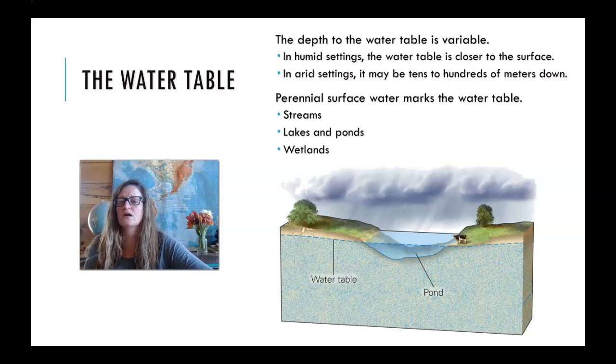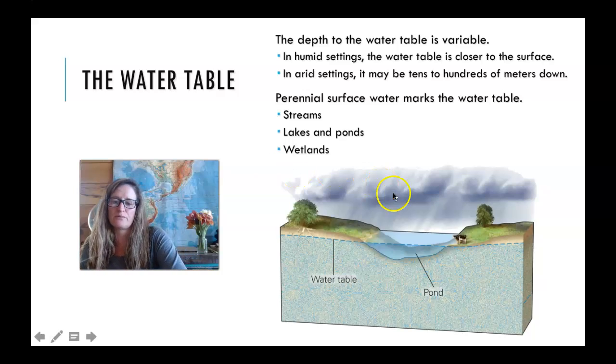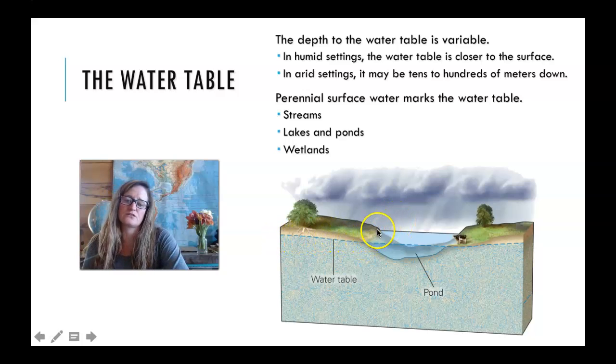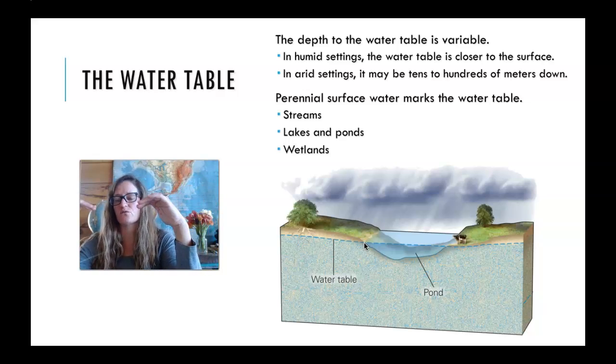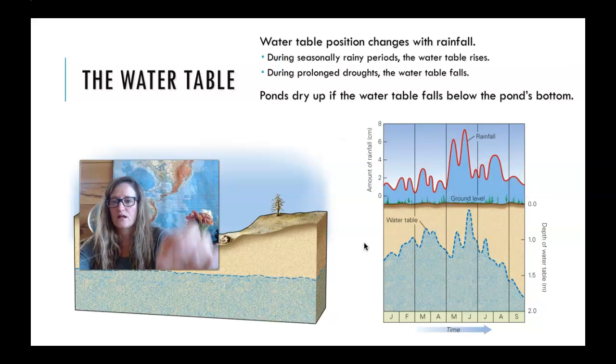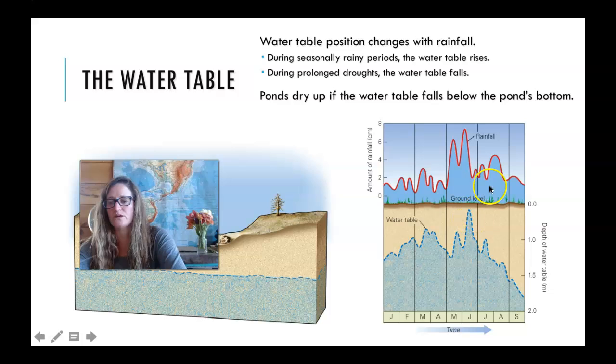Perennial means that the surface water is there all the time. So surface water that is there all the time would mark where the water table is. So in this image, here's a pond. The water table intersects the Earth's surface at the edge of that pond. The same is true for wetlands or for streams. The water table intersects the surface of the Earth where you find a wetland or a stream or a lake or a pond.